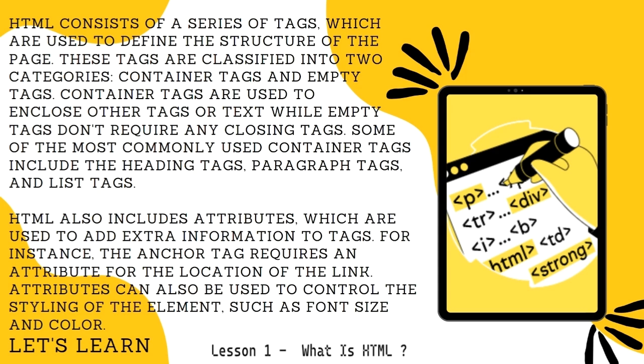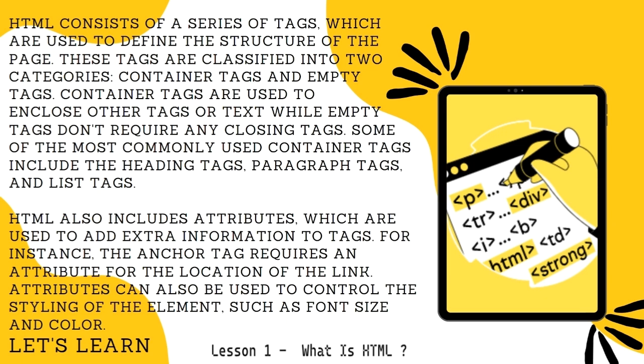HTML consists of a series of tags which are used to define the structure of the page. These tags are classified into two categories: container tags and empty tags. Container tags are used to enclose other tags or text, while empty tags don't require any closing tags. Some of the most commonly used container tags include the heading tags, paragraph tags, and the list tags.